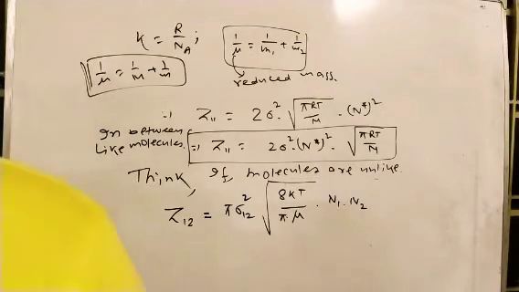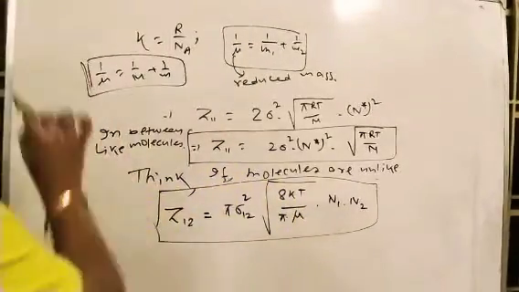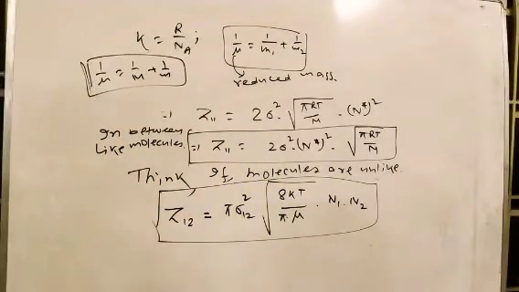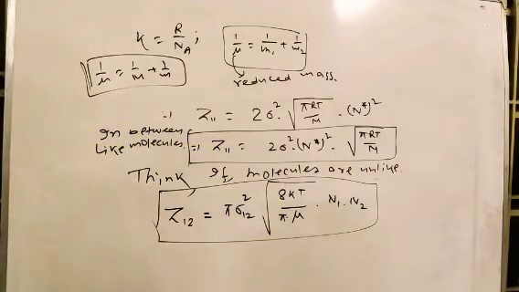That will be Z12. It's a little intricate part. I will suggest you first complete this part and then take a look at this particular point. Okay. So what was this Z11? It is equal to 2 sigma square into n star square into root over pi RT by m.